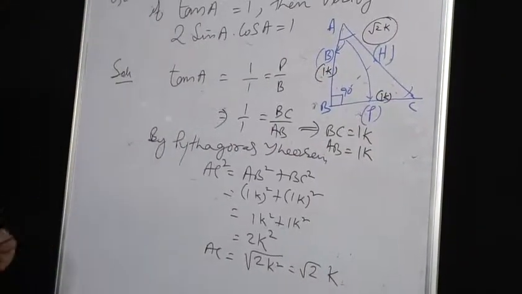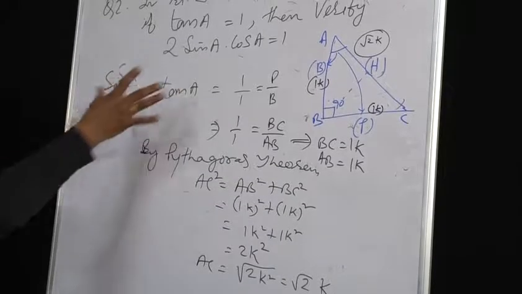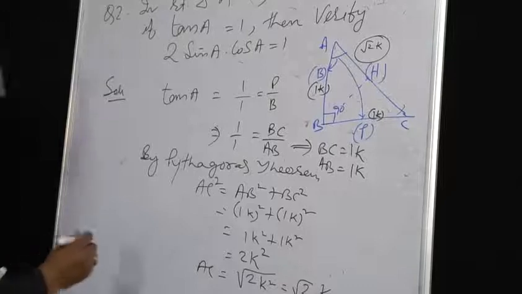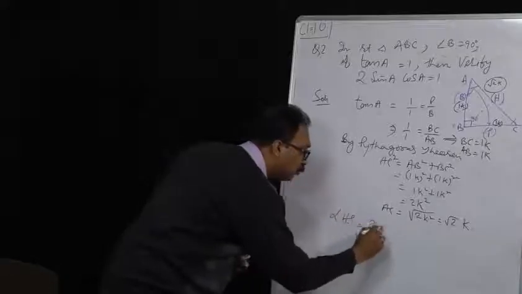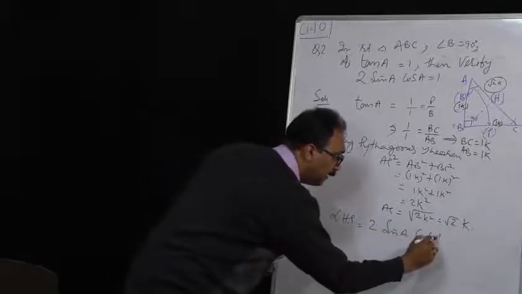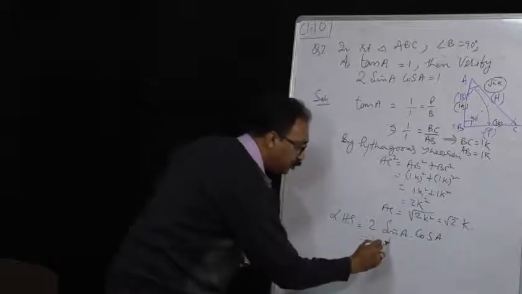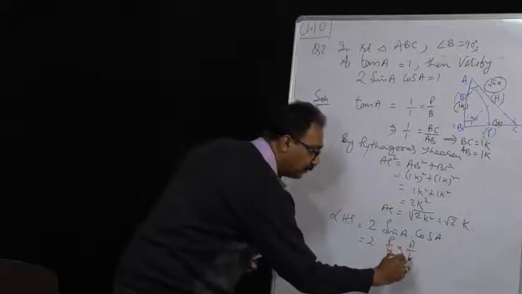Clear? Now we have to prove this. You know all the values, easily we can find this. This is the left hand side and this is the right hand side. Clear? So left hand side. What is the left hand side? 2 sin A into cos A. What is the sin A formula? P by H, perpendicular by hypotenuse, and cos is base by hypotenuse.